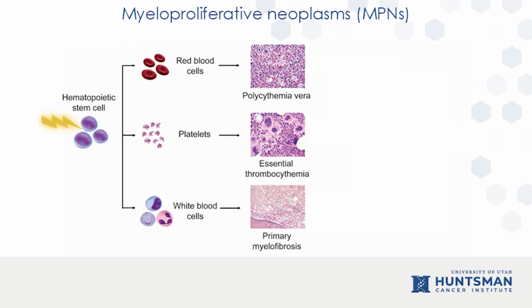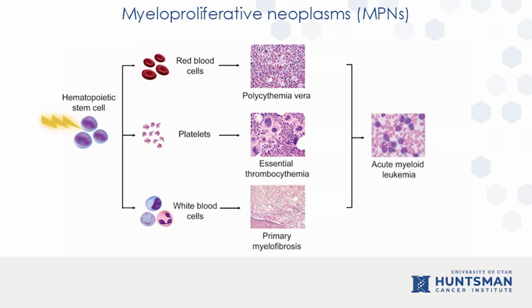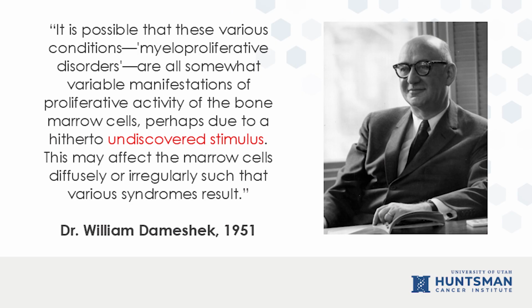And then, of course, as we all know, and probably is a source of anxiety for a lot of people, there is a small chance that any of these can transform to acute myeloid leukemia. This is a big area of research in the MPN field. We really are trying to understand, why do some people transform? Why do most people not transform? What causes those events?